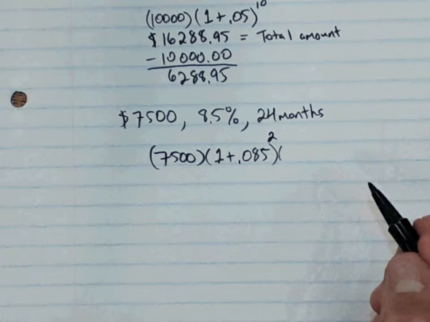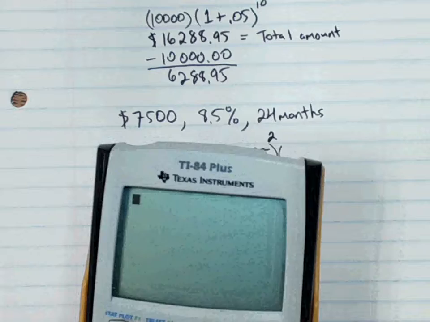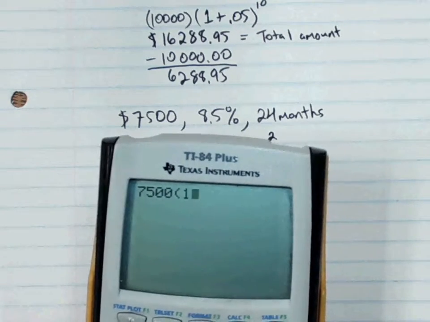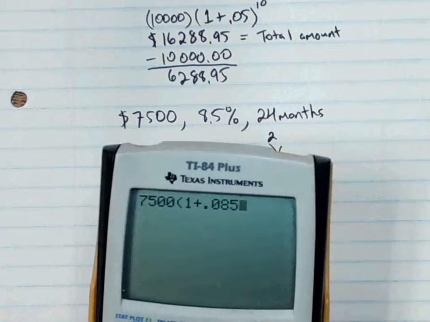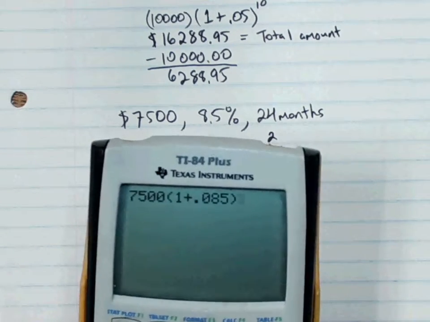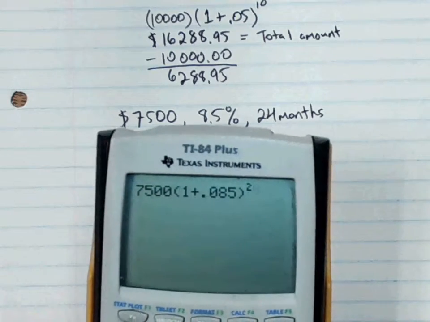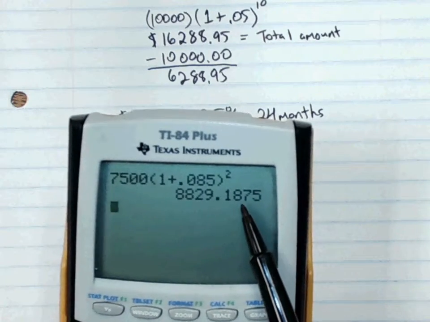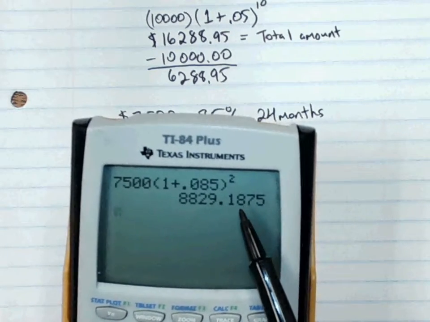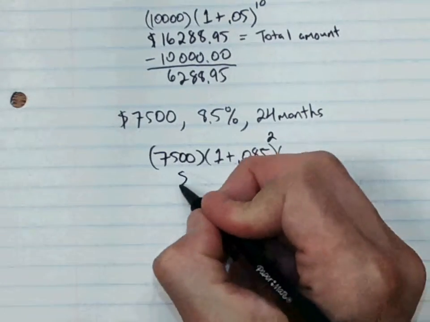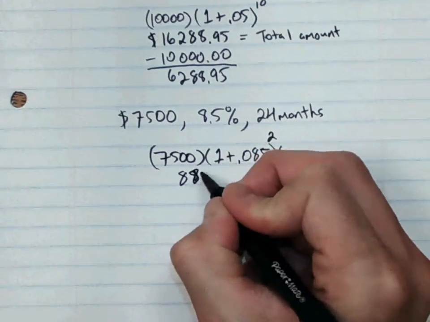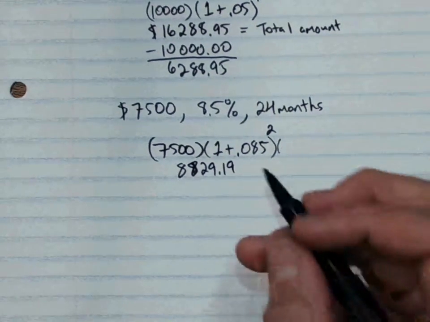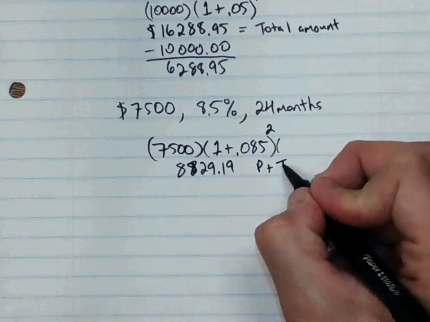You're going to plug it into your calculator. So 7,500 times (1 plus your percent as a decimal), with an exponent of 2 for the 2 years. Since we're talking about money, we want to round to the second decimal, so I'm going to call that 0.19. So that comes to $8,829.19. That's the amount, principal plus the interest.